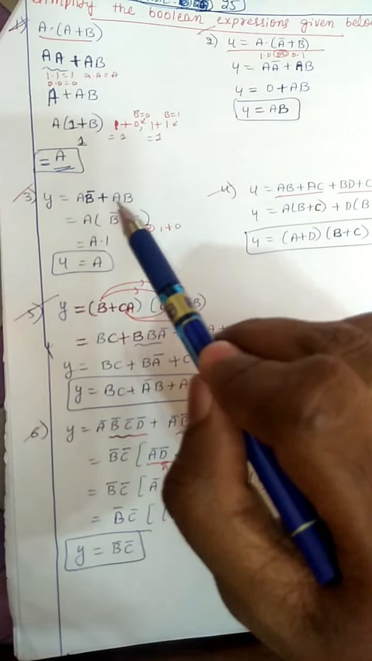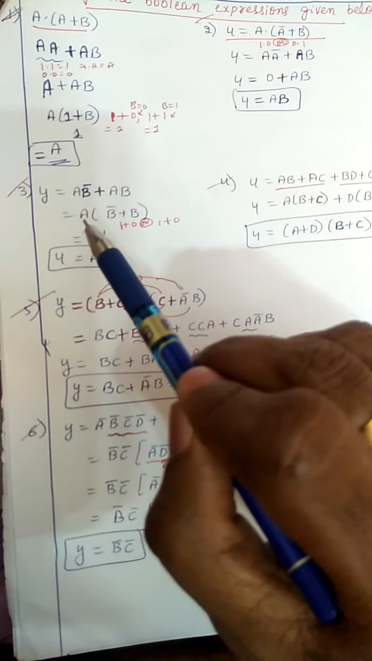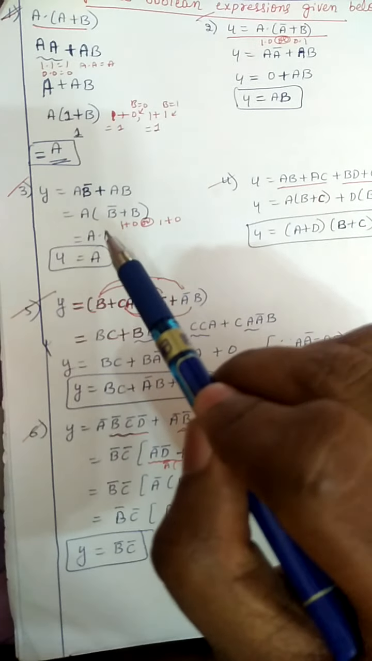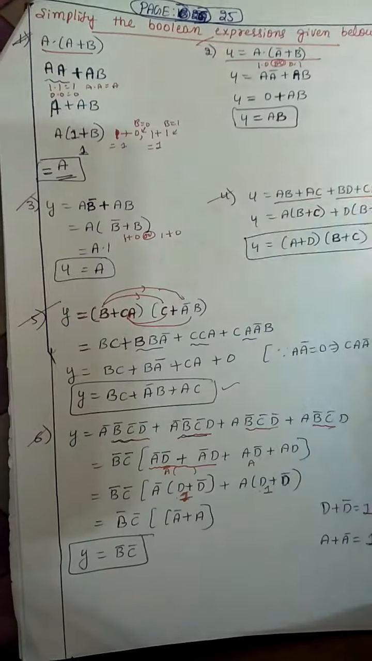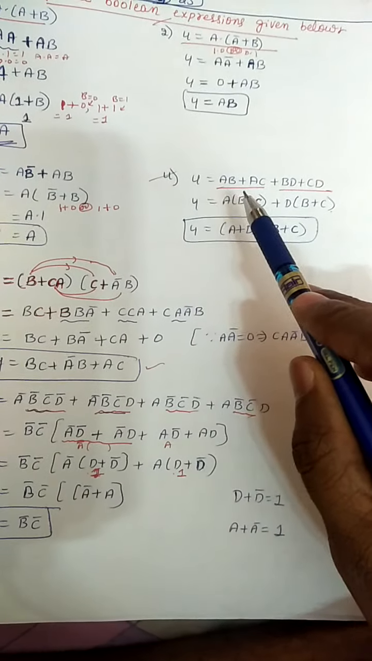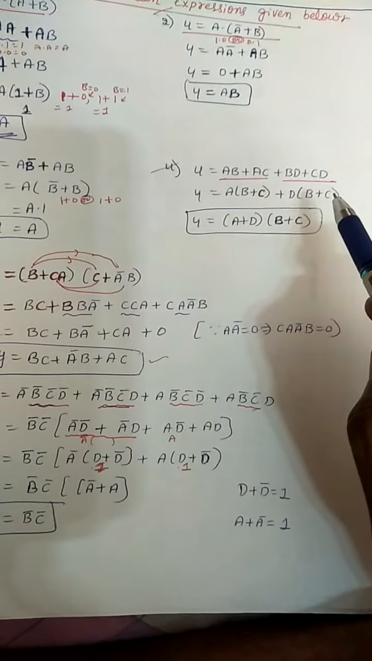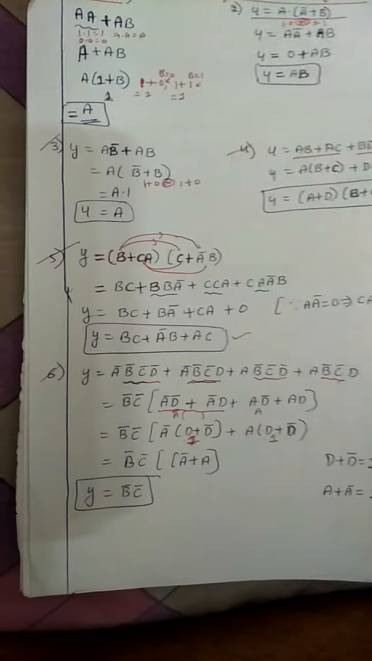Y is equal to AB bar plus AB. Here A you take down as a common factor. Then you are left with B plus B bar. B plus B bar means 1. The answer is A. So if you come to here, you take down A as a common factor, B plus C. Here D as a common factor, B plus C. B plus C into A plus D. This is the final solution.